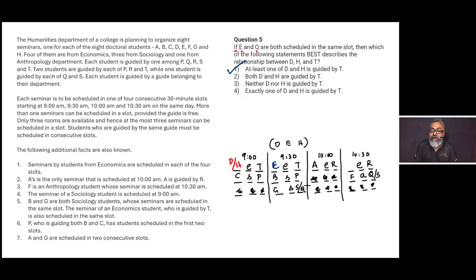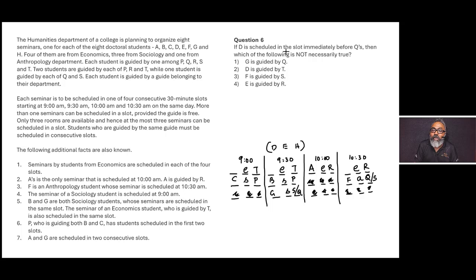Both D and H being guided by T is not necessary, because we can have our E here and then H or D can be there. So that's not necessary. The second one is not necessary. Neither D nor H is guided by T is not true. Exactly one of D is guided by T is also not true, because we can have an E here and Q being there, and we can have an H or D there, that both of them can be guided by T. The answer to this question is answer choice number 1.